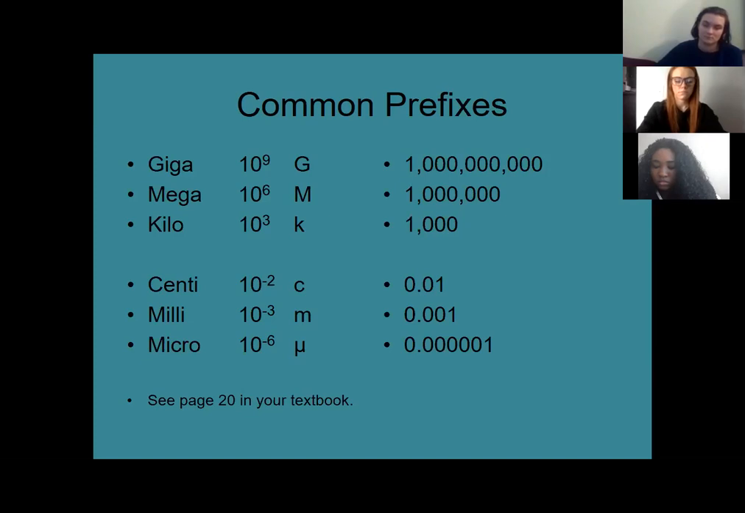Then we have centi, milli, and micro. Centi means 1/100th, or 10 to the -2. Milli, 1/1000th, 10 to the -3. Micro, 1/1,000,000th, or 10 to the -6. So we will be working problems using these prefixes and unit conversions. The first thing you need to do, if you haven't already, is memorize these prefixes because you have to know them.